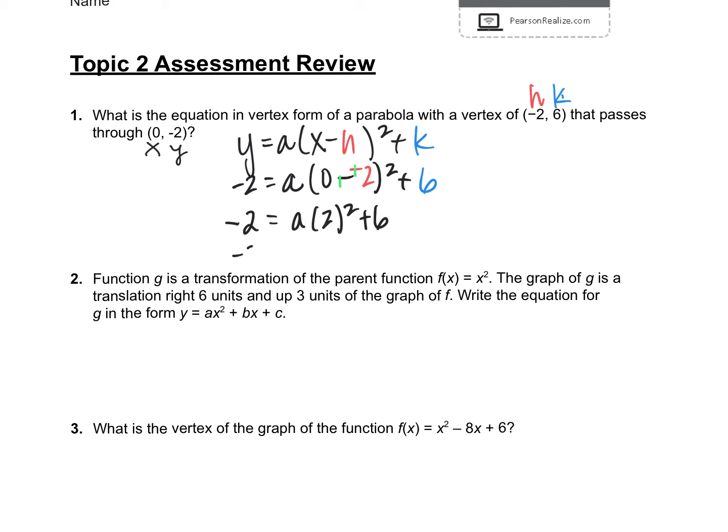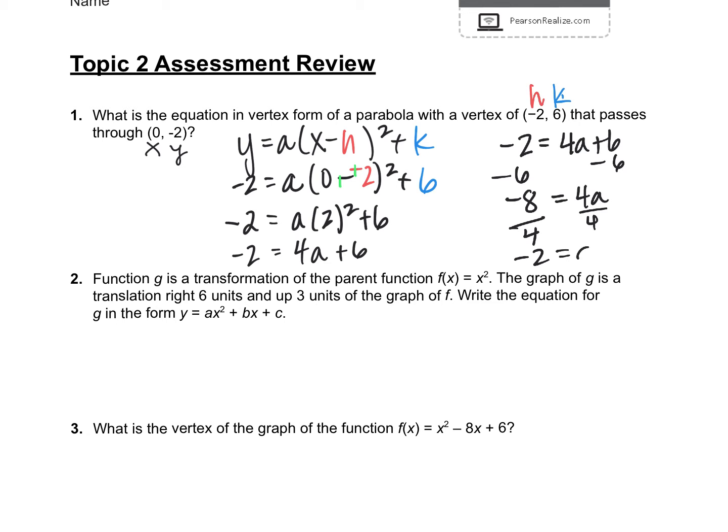2 squared is 4, so -2 is equal to 4a plus 6. I switched it around because usually our coefficients are in front of our variable. So now I've got -2 is equal to 4a plus 6. So I'm going to subtract 6 from both sides. -8 is equal to 4a, which means if I divide by 4, I get -2 is equal to a.